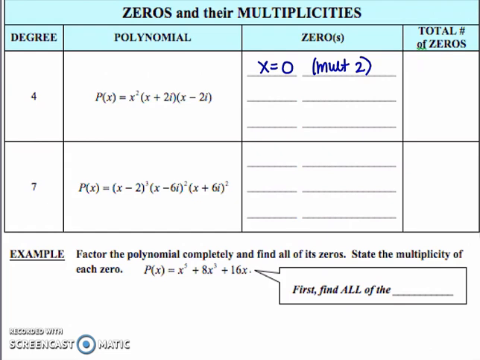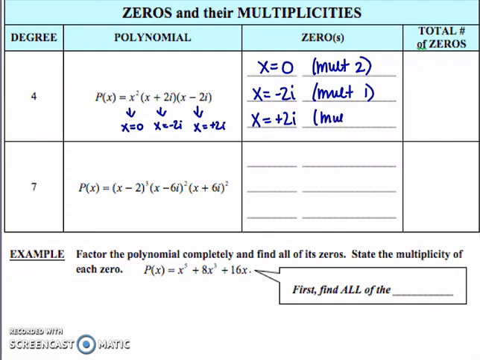Then we're going to have x equals negative 2i and x equals positive 2i as the other solutions. Again, I'm getting these from the polynomial. This one gives me x equals 0, this one gives me x equals negative 2i, and this one gives me x equals positive 2i. And these two imaginary solutions have a multiplicity of 1. And the total number of zeros is 4, again, because the degree of our polynomial is 4. That should always match.